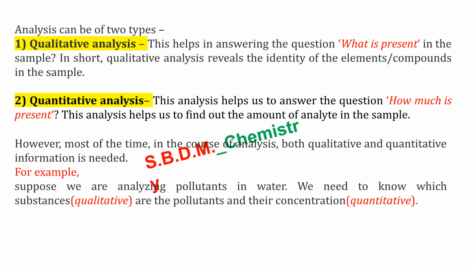Analysis is categorized into two types. Qualitative analysis answers what is present by identifying elements or compounds. Quantitative analysis answers how much is present by determining the amount of the analyte. Often, both types of information are required, such as knowing both the identity and concentration of water pollutants.